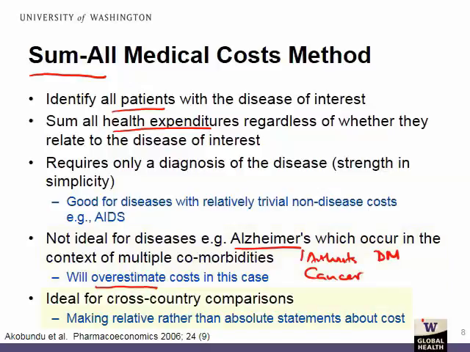Now, if you're doing cross-country comparisons and you're interested in relative statements comparing countries, then this SUM-all medical costs method can be ideal because you are not interested in absolute statements. You're interested in comparing one area to another or one country to another.